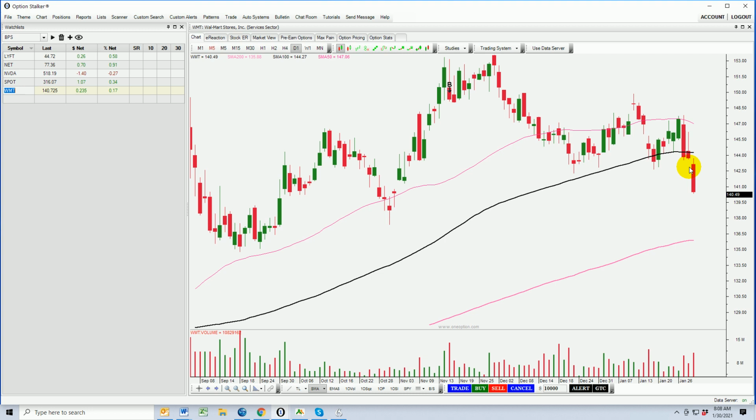Then I'd have plenty of time to buy in my Walmart 143 put and let the 142 put run. And that would be a great strategy. And the reason that it makes sense to leg out like that at this juncture is twofold.